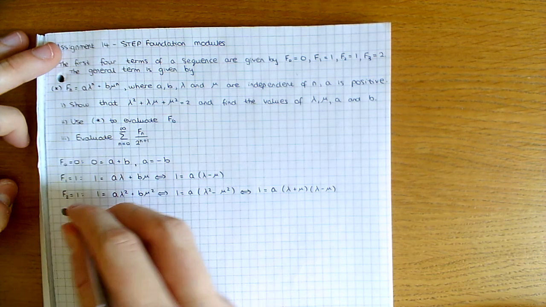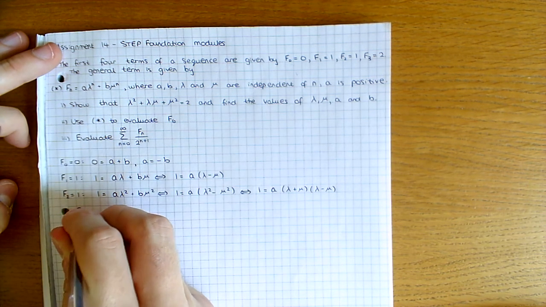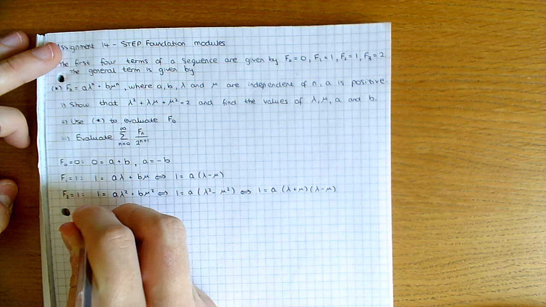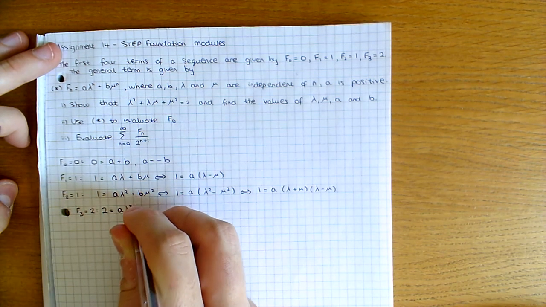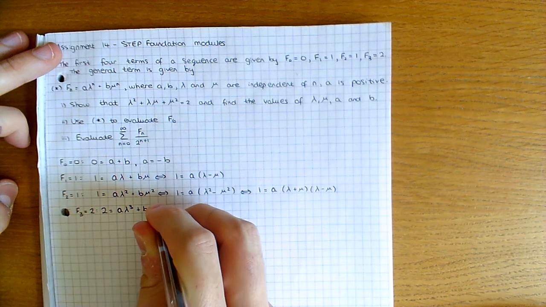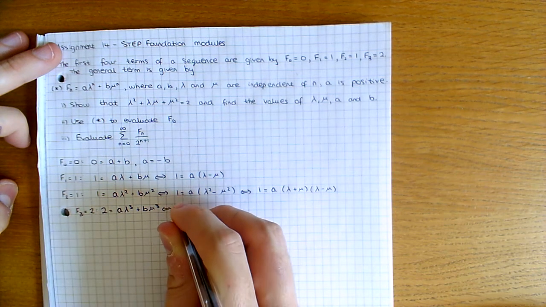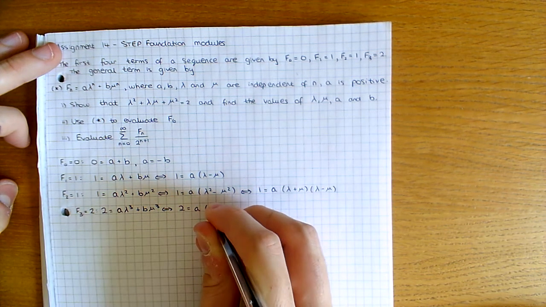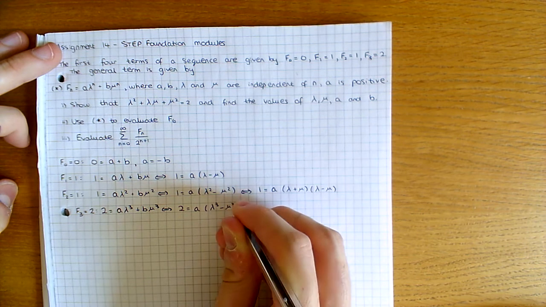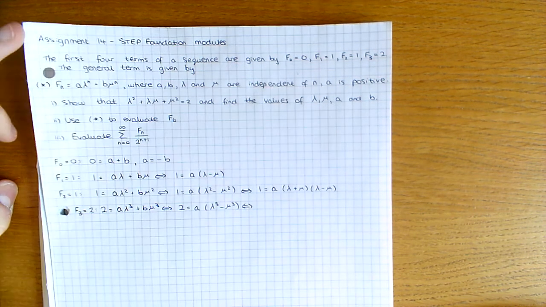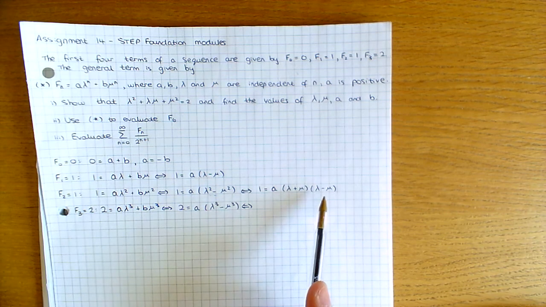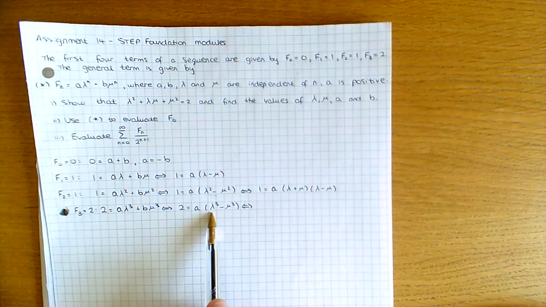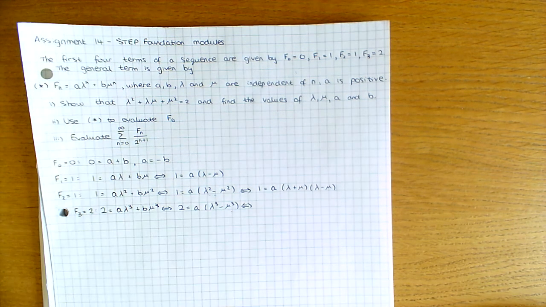And then lastly, we can use the condition that f3 equals 2, and we end up with 2 equals a lambda cubed plus b mu cubed, or in other words, 2 equals a times (lambda cubed minus mu cubed). Now, most people are familiar with the difference of two squares formula. There is also a difference of two cubes formula. There's also a sum of two cubes formula as well.